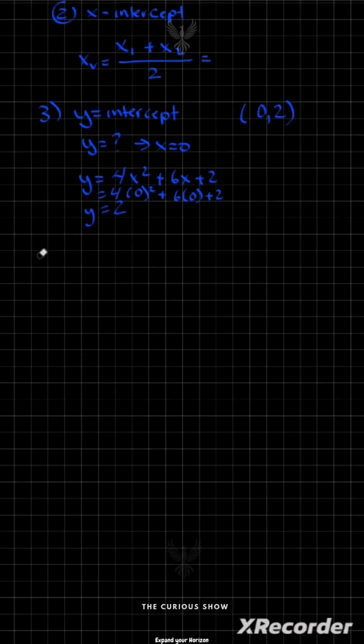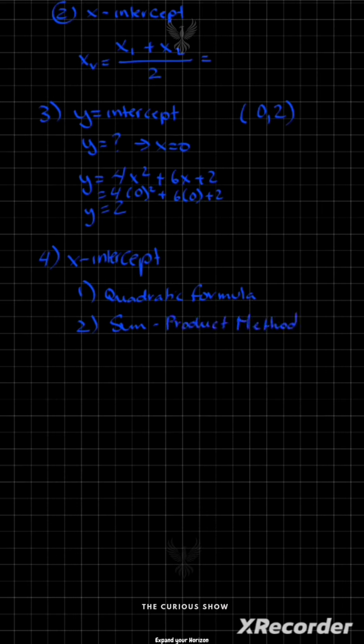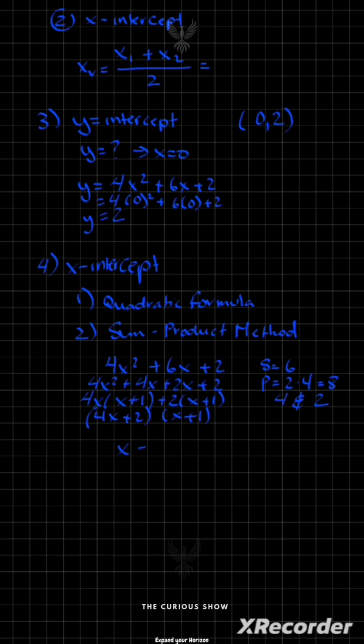Now let's find the x-intercepts. You can use the quadratic formula. But in this case, the sum product method would also work. So let's just use that. So we had our first x-intercept is equal to -1, and the second intercept is going to be minus 2 over 4, which is minus a half. So it means that (-1, 0) and (-1/2, 0) are our x-intercepts.